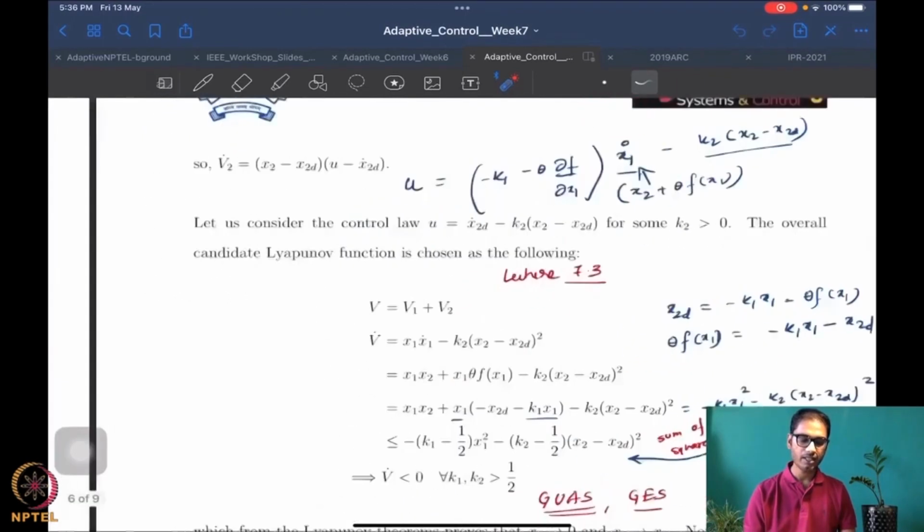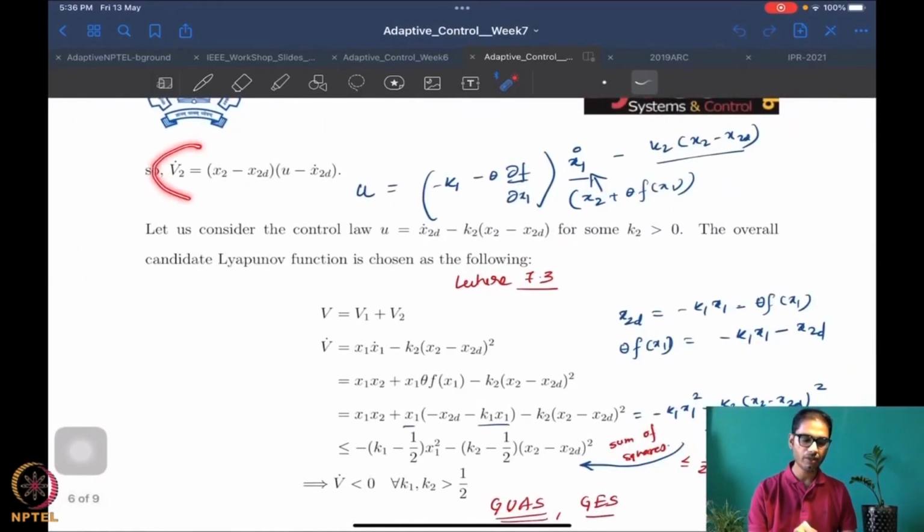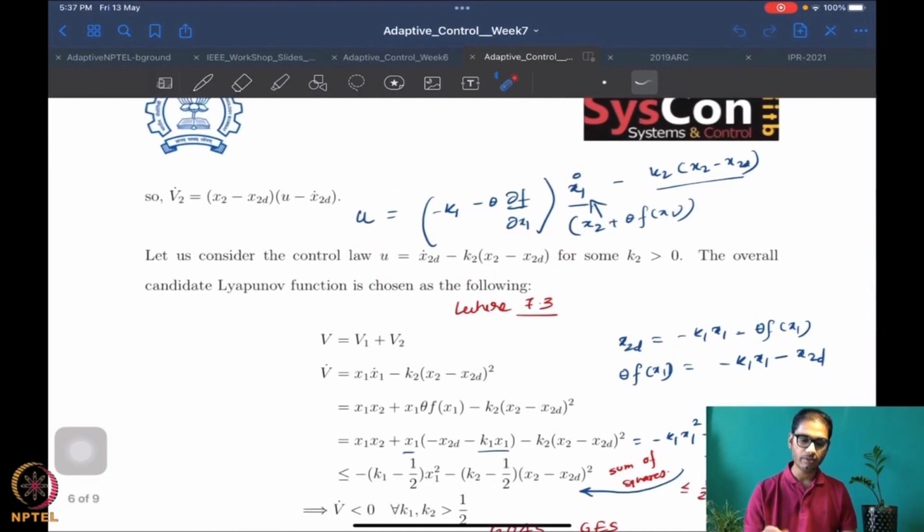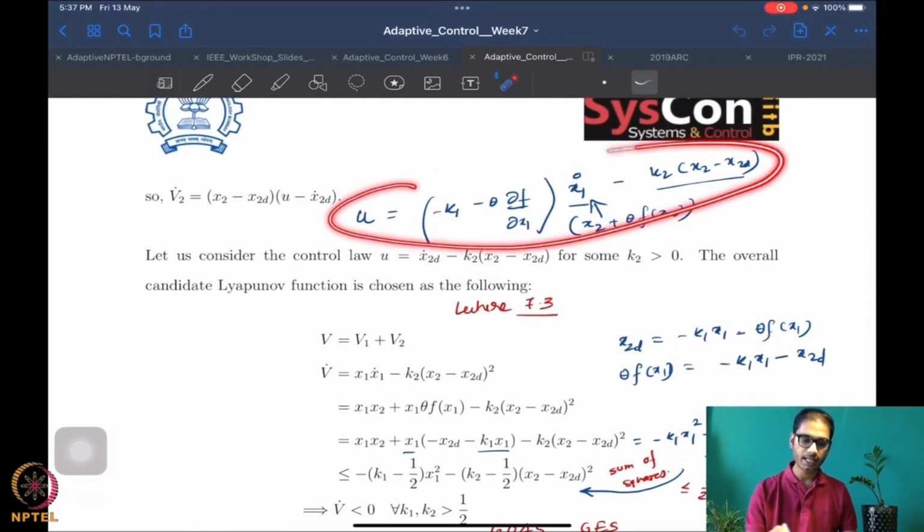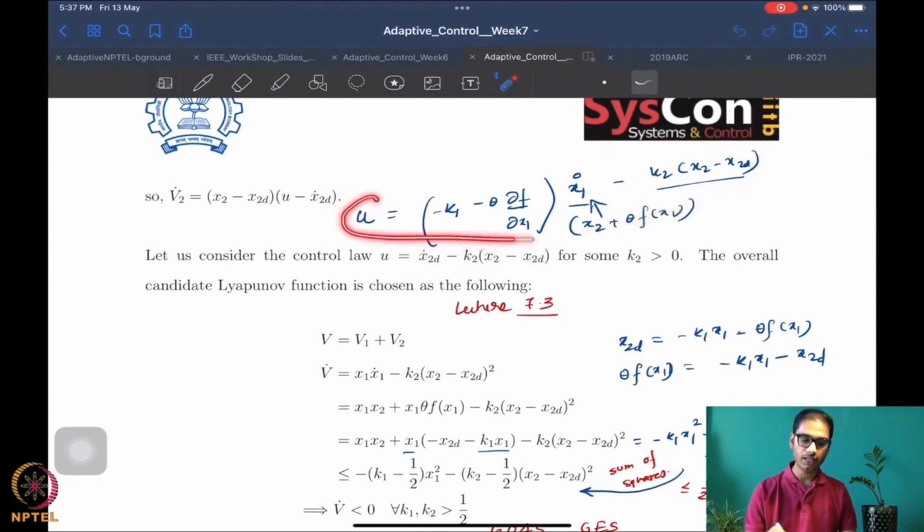So basically, after we did this, we took a derivative and we are able to show that V2 dot looks like something like this. And for the known case, of course, we can prescribe this kind of a law. In fact, we also computed the derivative of x2 desired, and the control expression looks something like this. And we can see that because of x1 dot, there is a theta in the control expression also, right? But since theta is known, we are treating the known case, so this is not a problem.